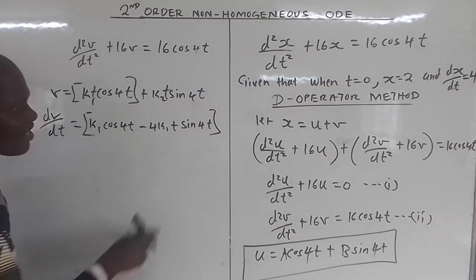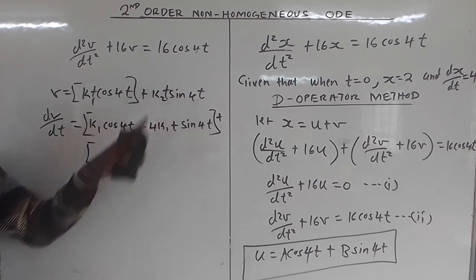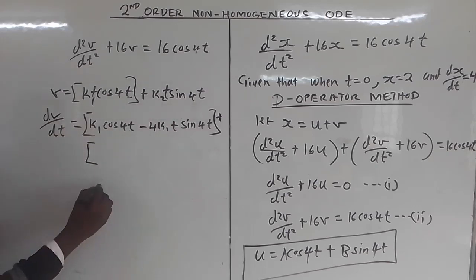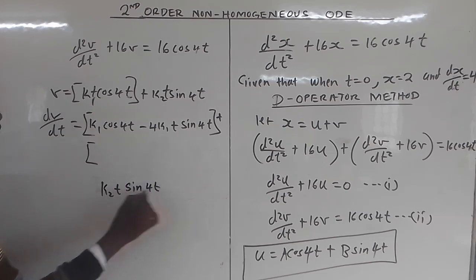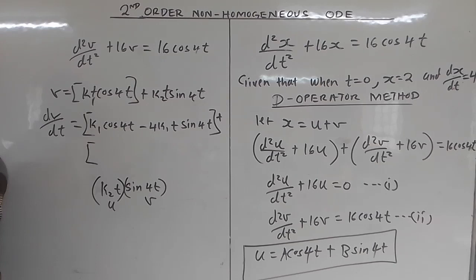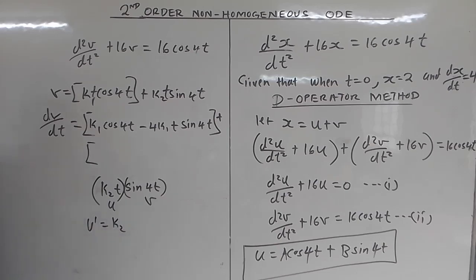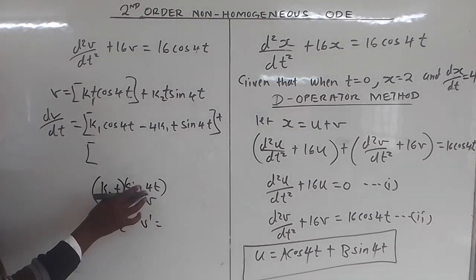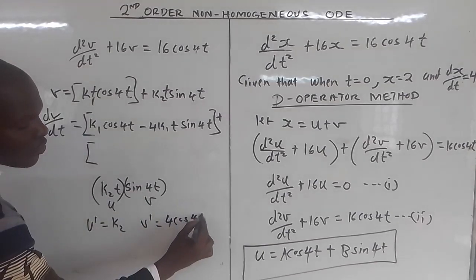Then it is plus. You move to the second bracket. The second bracket you have k2. Look at the second bracket. You have k2t sine 4t. So you can let k2t be u and sine 4t be v, isn't it? Are we together? So if you differentiate u, if you differentiate k2t, you remain with k2. Are we together? Then if you differentiate v, if you differentiate sine 4t, you get 4 cos 4t, isn't it?